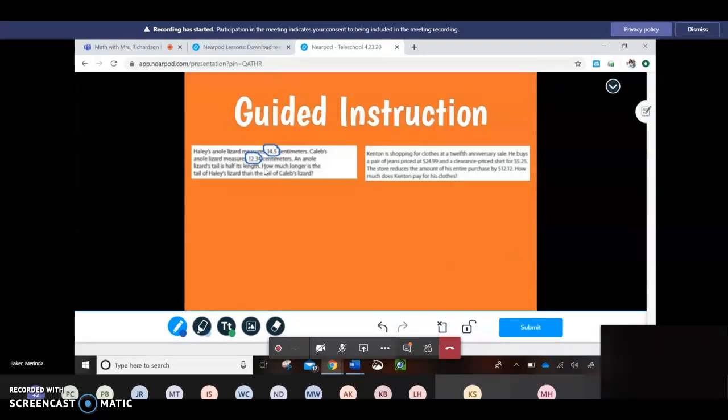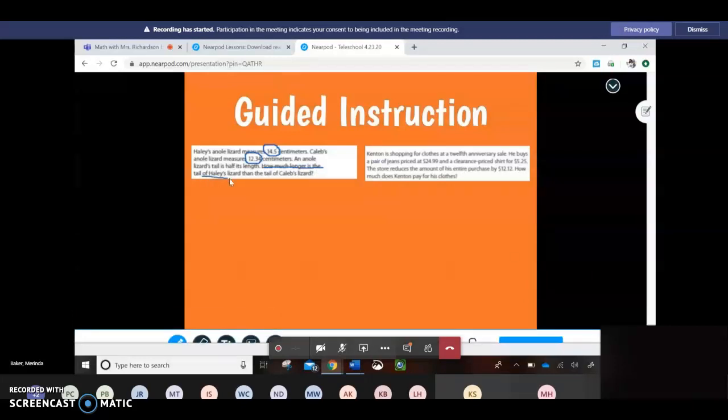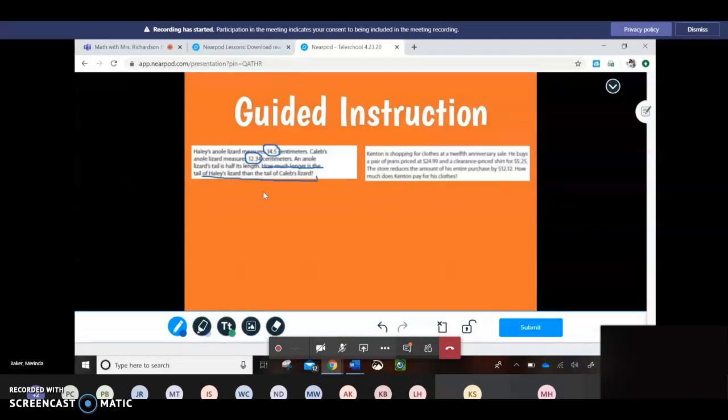And next, I want to move on from C to U, which is underline. Underline means that we need to underline our question. How much longer is the tail of Halley's lizard than the tail of Caleb's lizard? We underline because I'm not done solving my equation until I have answered what is underlined.